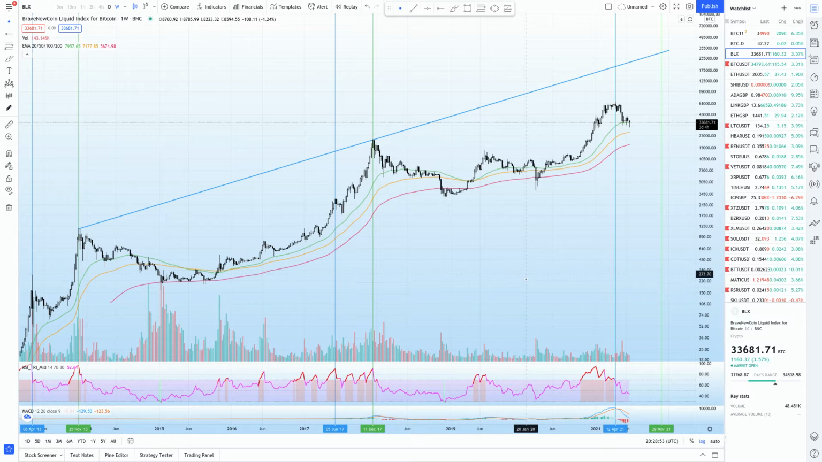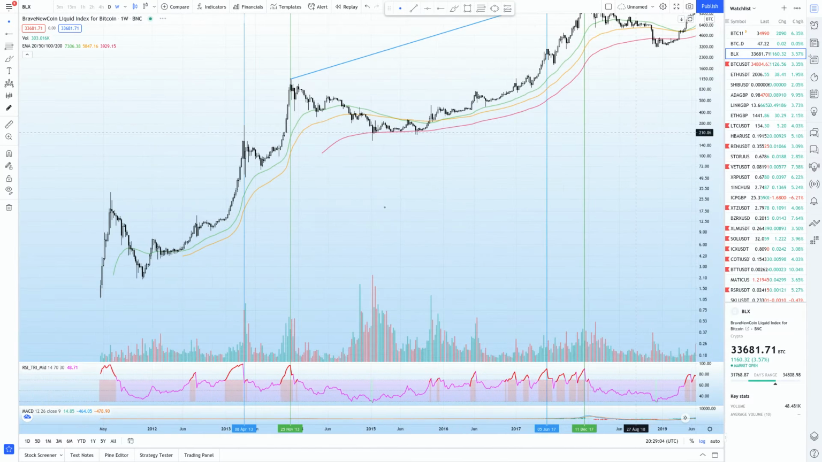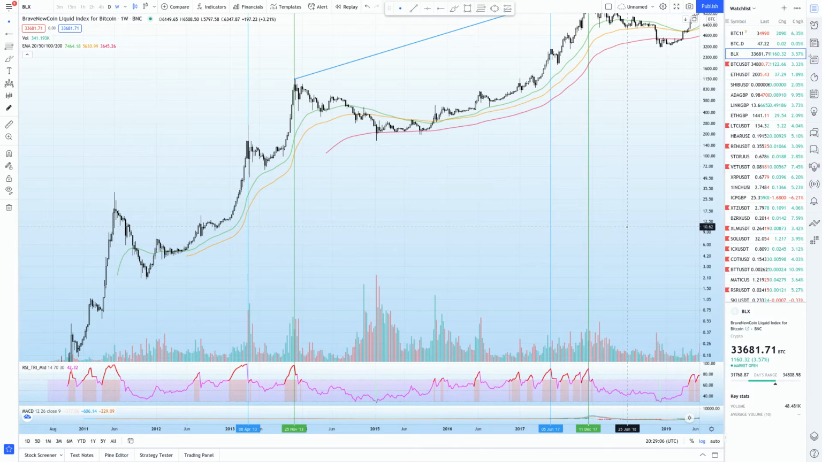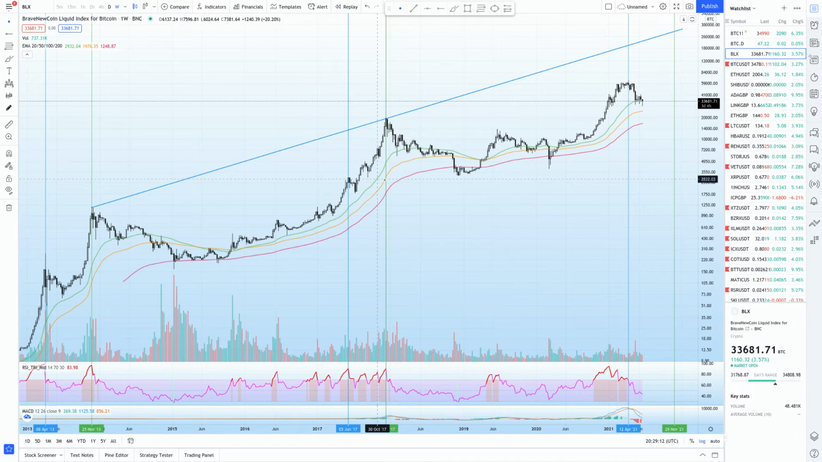Like I said in my previous video, this is the Liquid Index Bitcoin, probably the best chart for Bitcoin out there, because it shows the time going right back a long time ago. So it covers the 2013 bull run, which we can see here on the left, the 2017 bull run here in the middle, and the current run that we're in here on the right hand side.